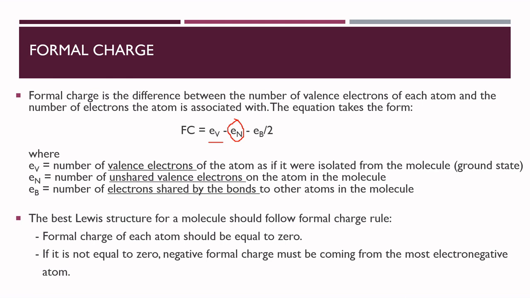So the best Lewis structure for a molecule should follow this formal charge rule. The first rule is that the formal charge of each atom should be equal to 0. And the second rule, if it is not equal to 0, the negative formal charge must be on the most electronegative atom. I'll show you an example on the next slide.